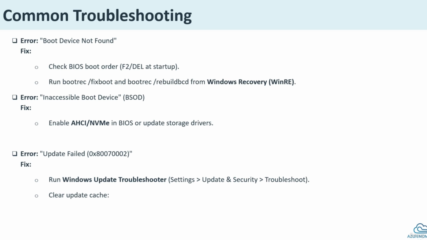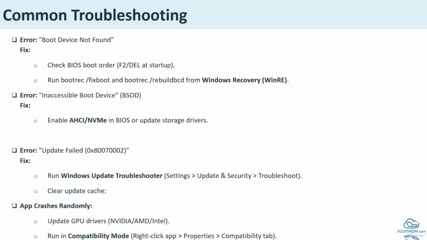Number 3, update failed error. Here, the Windows update is stuck due to corrupted files. To fix, go to Settings, Update and Security, Troubleshoot, Windows Update Troubleshooter. If that fails, clear the update cache. Then open the command prompt as admin and run.